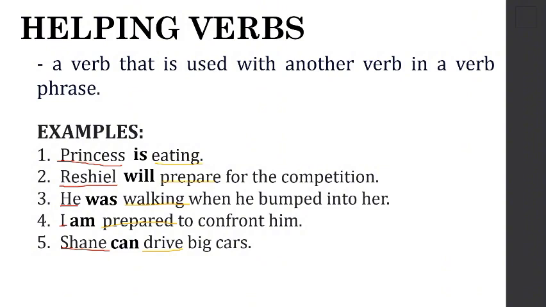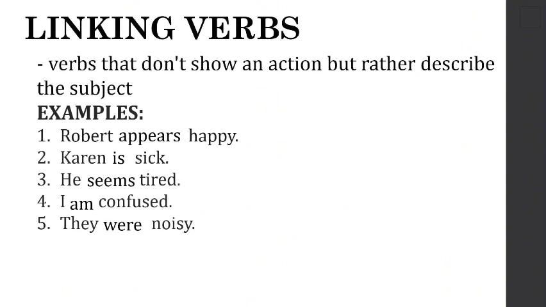The last type of verb is the linking verb. Linking verbs are verbs that don't show an action but rather describe the subject. Linking verbs are verbs that link the subject to the word that follows, or to the word that modifies the subject further.